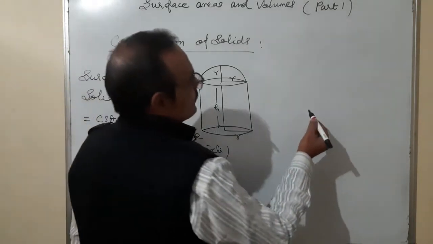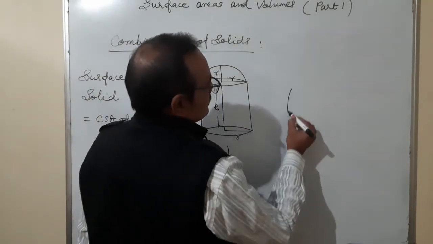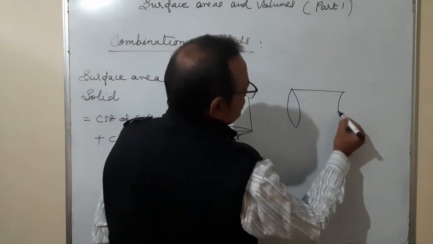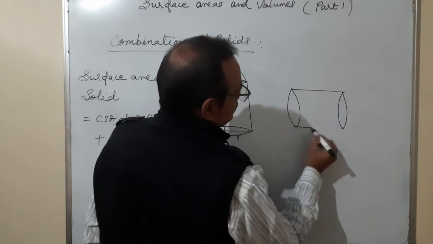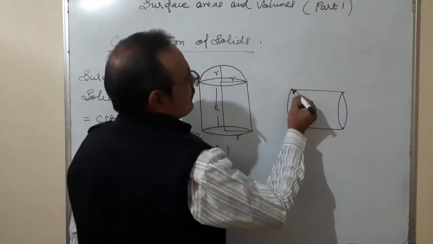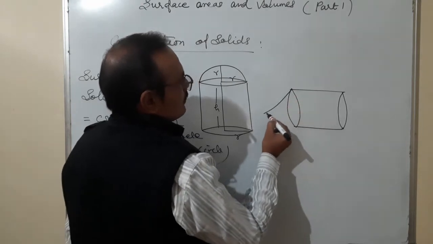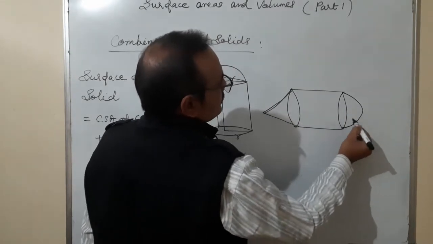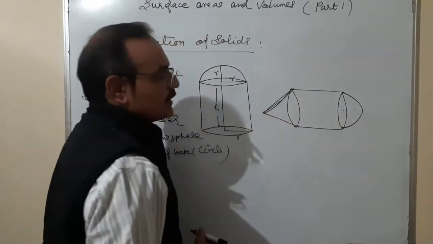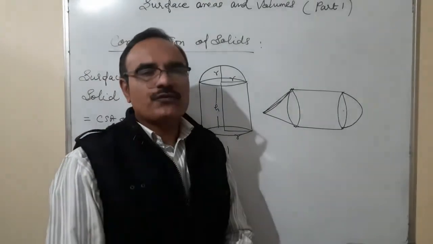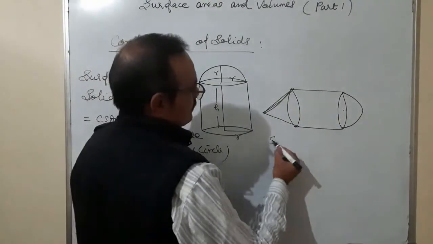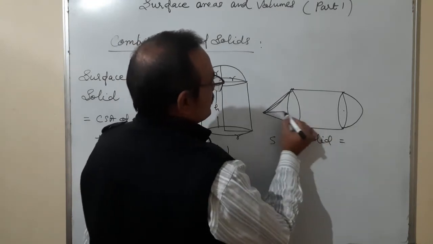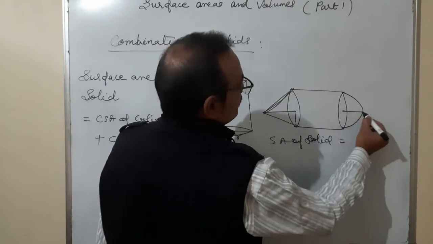So this is one thing. Second example, suppose this is a cylinder. One cone is here and one hemisphere is here. And we are going to find the surface area of this solid. Surface area of solid, what does it mean? Things which are seen.